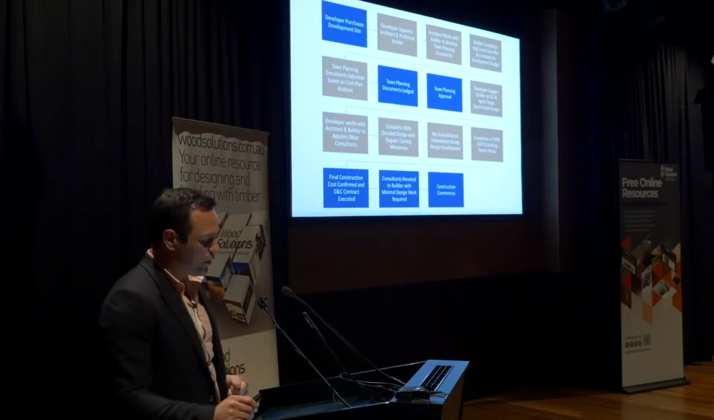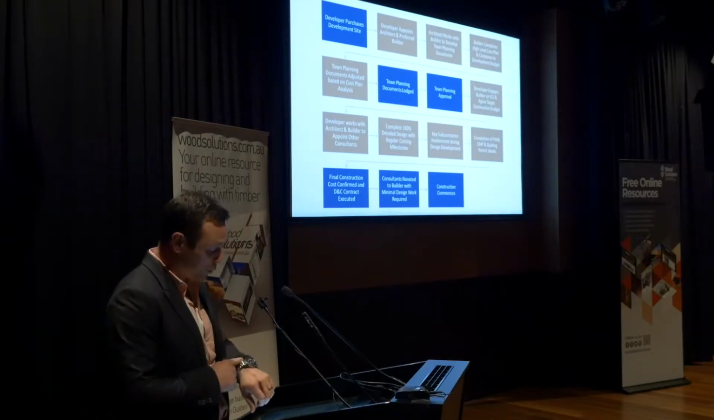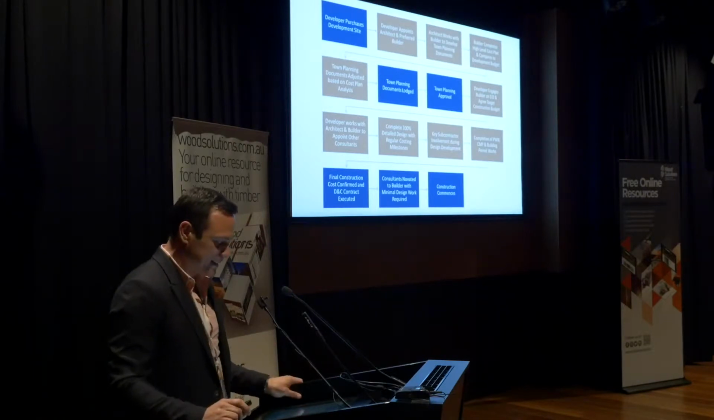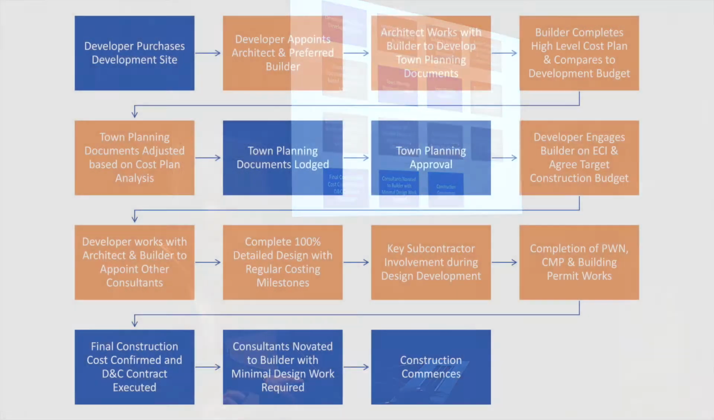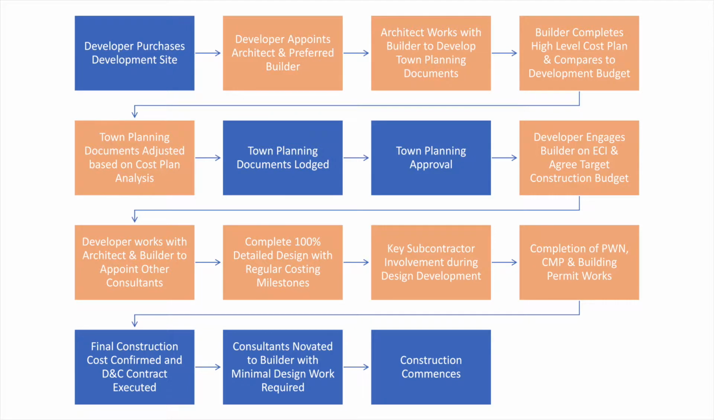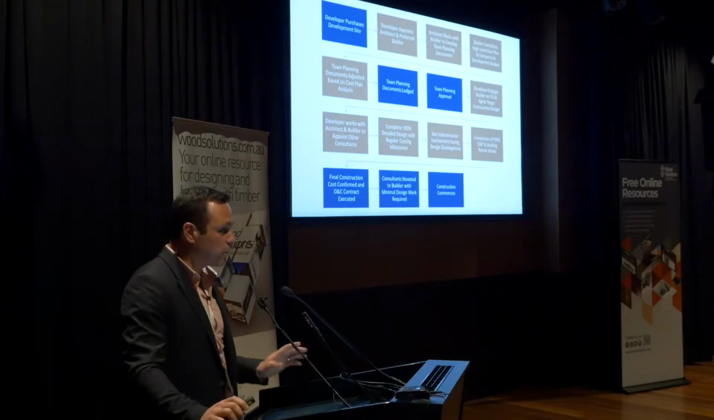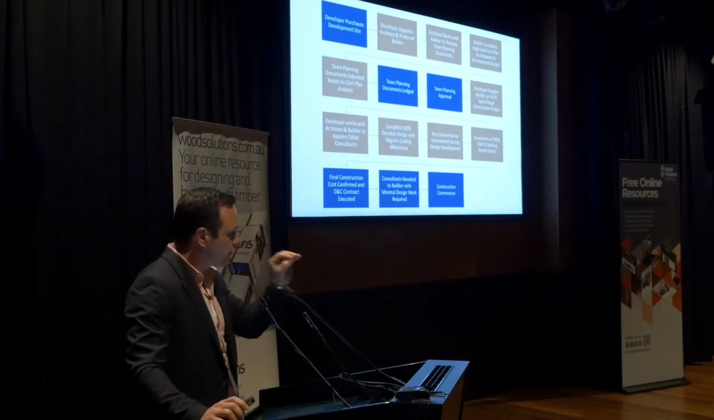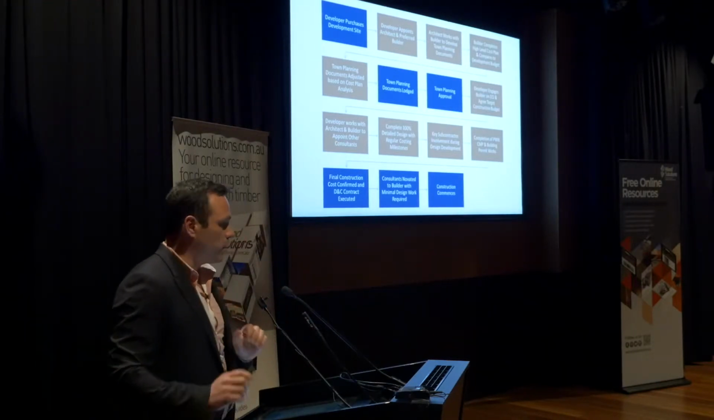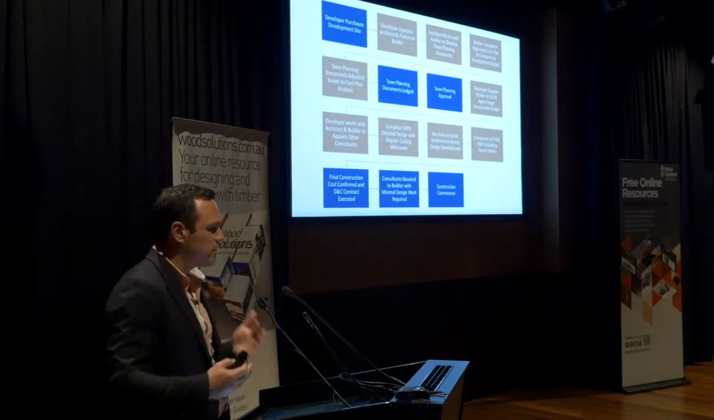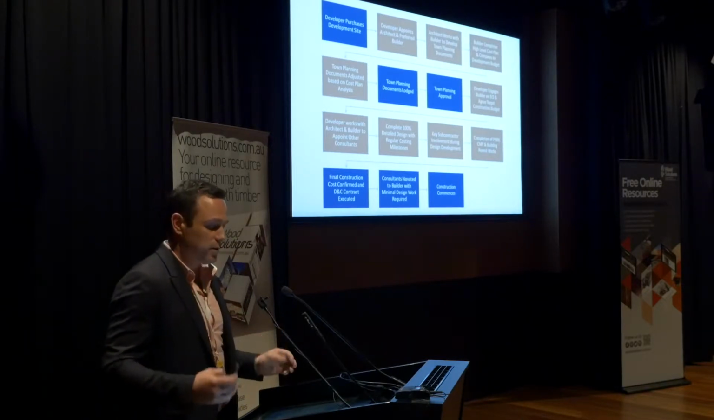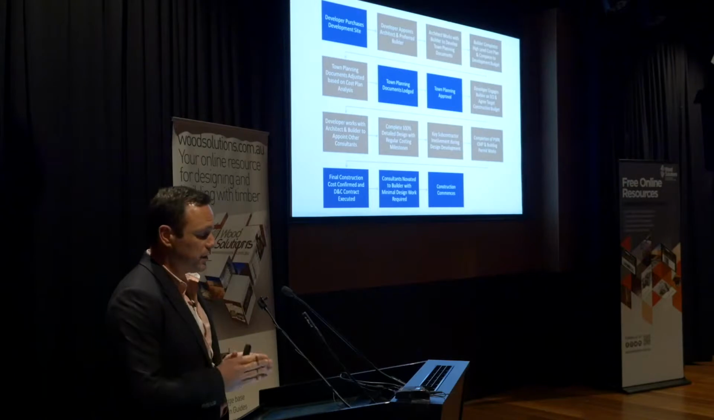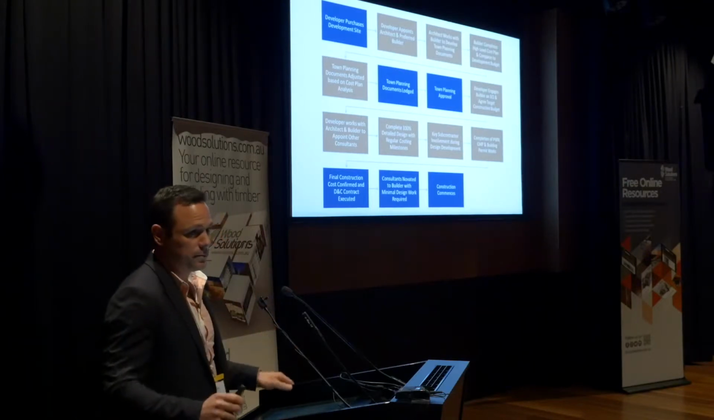So then we go, town planning documents are lodged, town planning documents are approved, bit of argy-bargy there. Then the developer engages the builder on an ECI and they agree on a target construction budget. Now, a lot of the time that's agreed at lower than what was set at the start, because any builder was going to look at it, put a bit of contingency because the design isn't even developed yet. So there's an agreement, and that's a mutual agreement. If they can't agree, we move on, take it to tender.